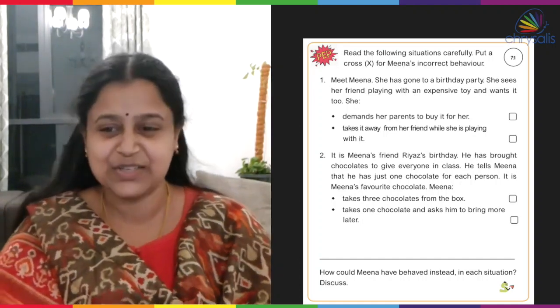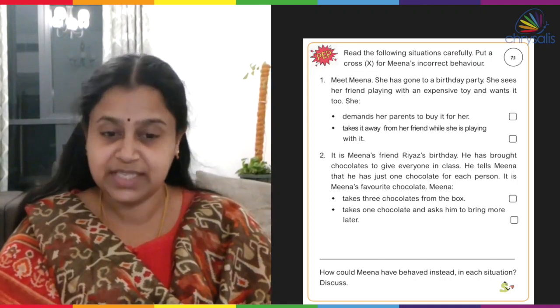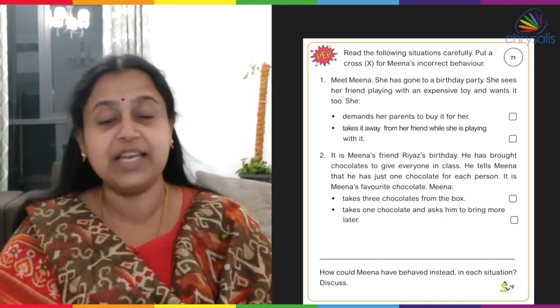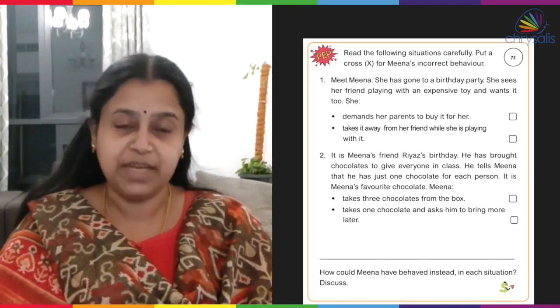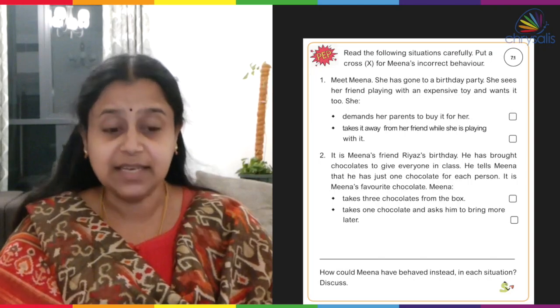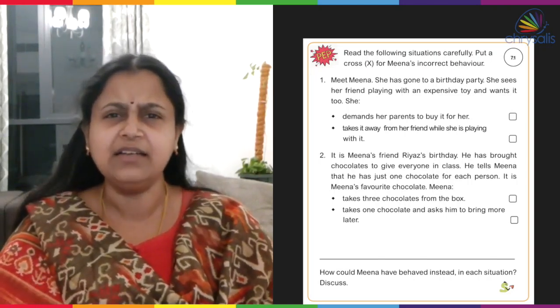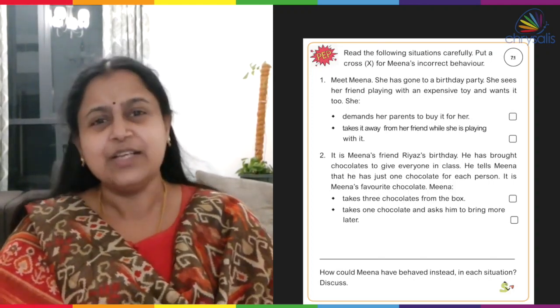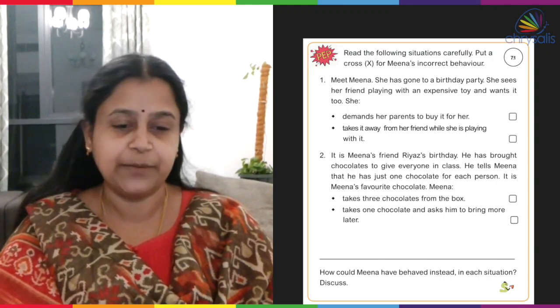Let me read the instructions for you. It says, read the following situations carefully, put a cross for Meena's incorrect behavior. First one, meet Meena. She has come to a birthday party. She sees her friend is playing with an expensive toy and she wants it too. So what is she doing here? Let us see the options given.